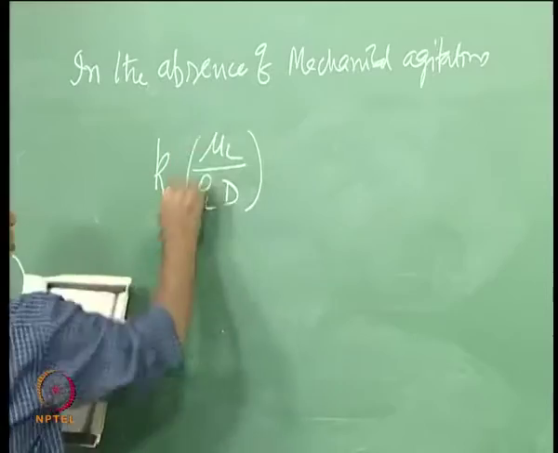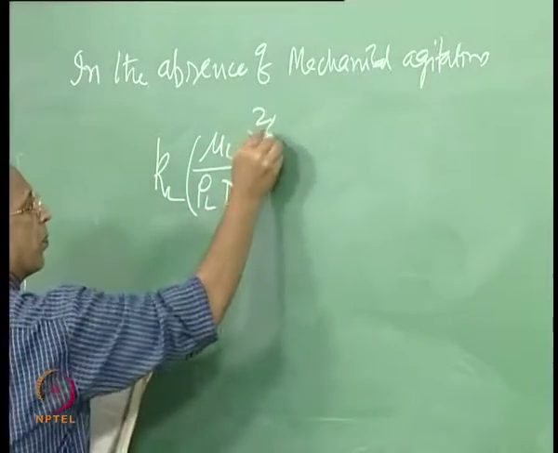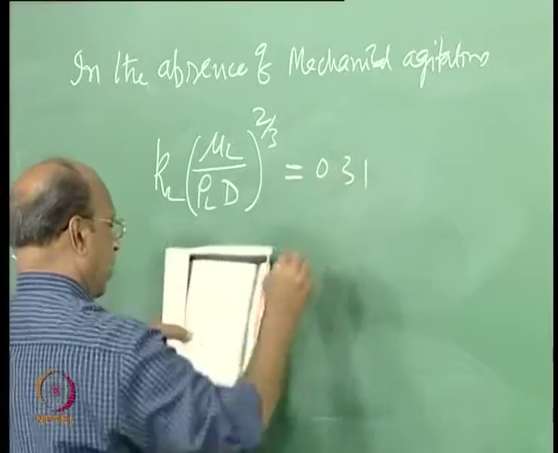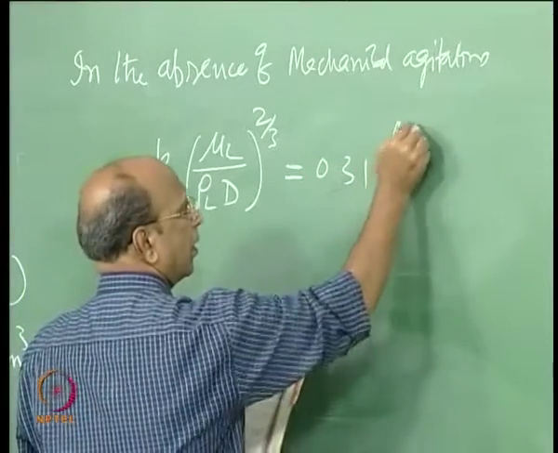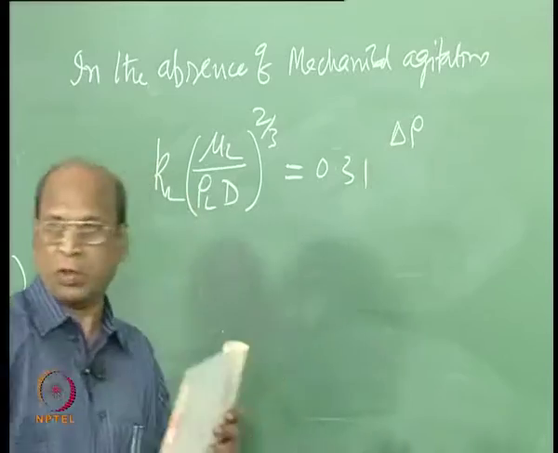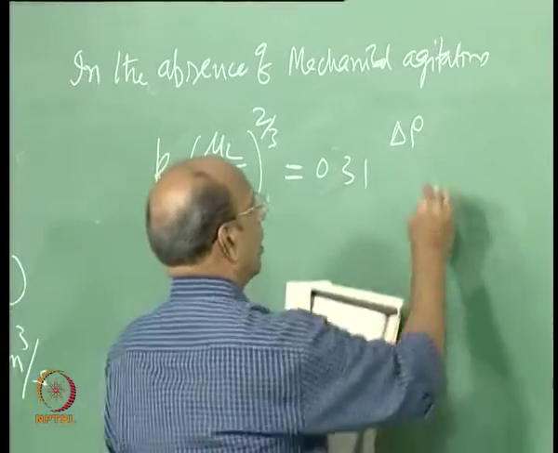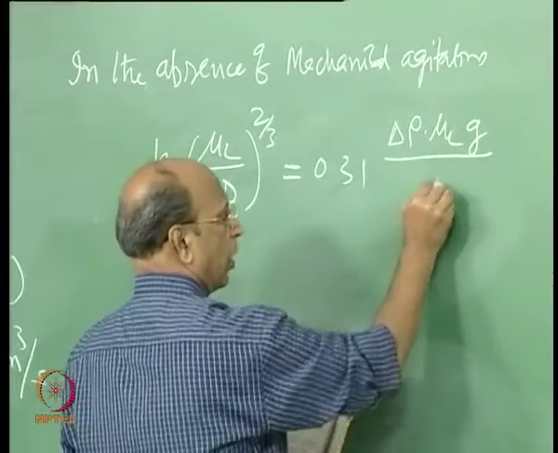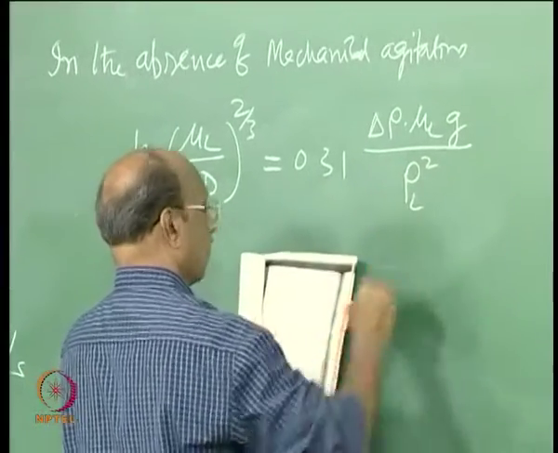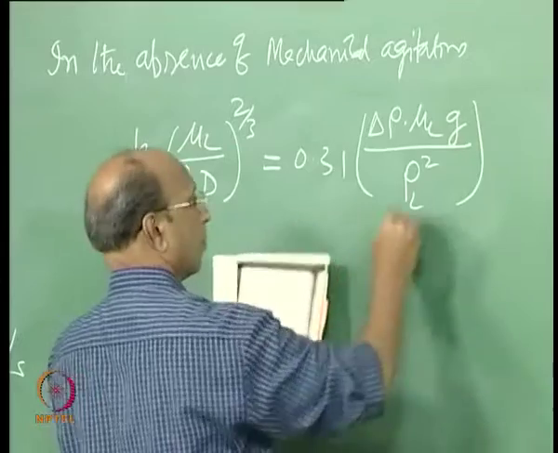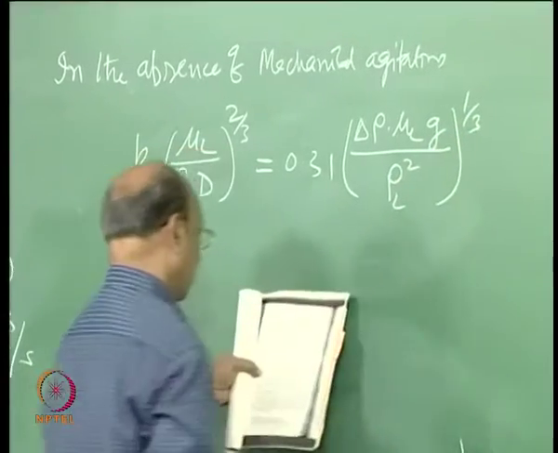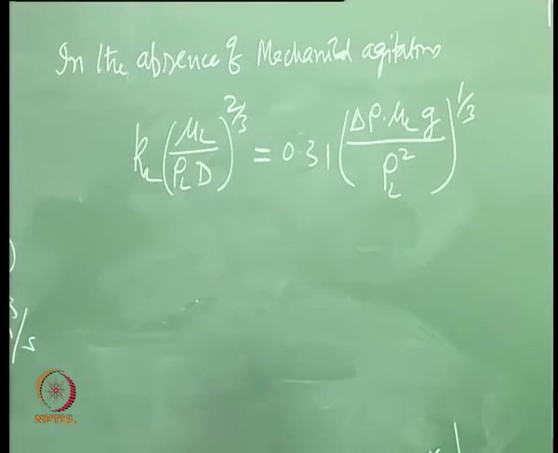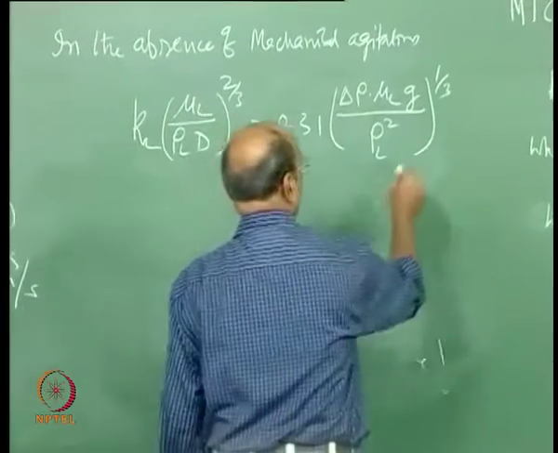So this whole to the power of 2/3 equals 0.31 delta rho, that means rho_L minus rho_G, into mu_L g by rho_L squared. So this is equation 11.